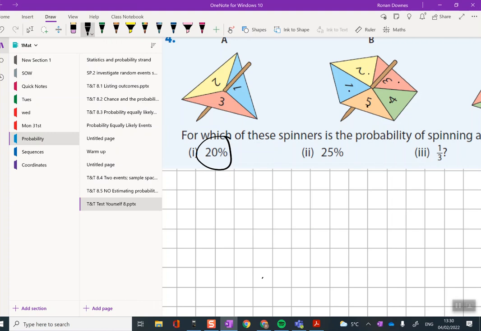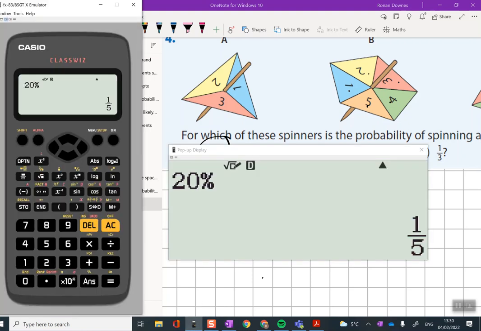Okay, so spinner B. You'd use the calculator again, not because you need to, but because you want to learn a new skill. 25 shift percentage. Whoops, I did that wrong. Let's clear the decks. Put on the air conditioning there with AC. Okay, 25 shift percentage equals 1/4.